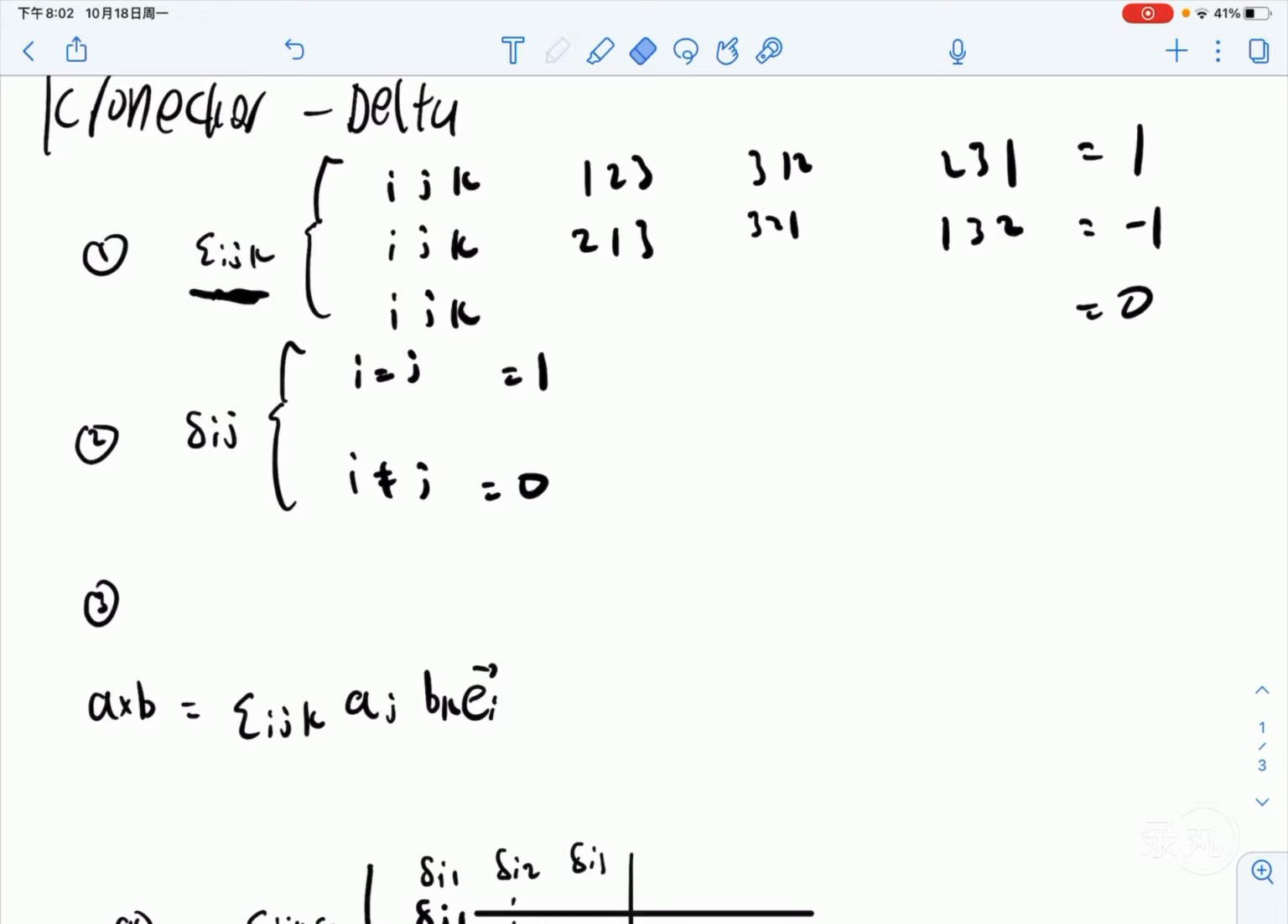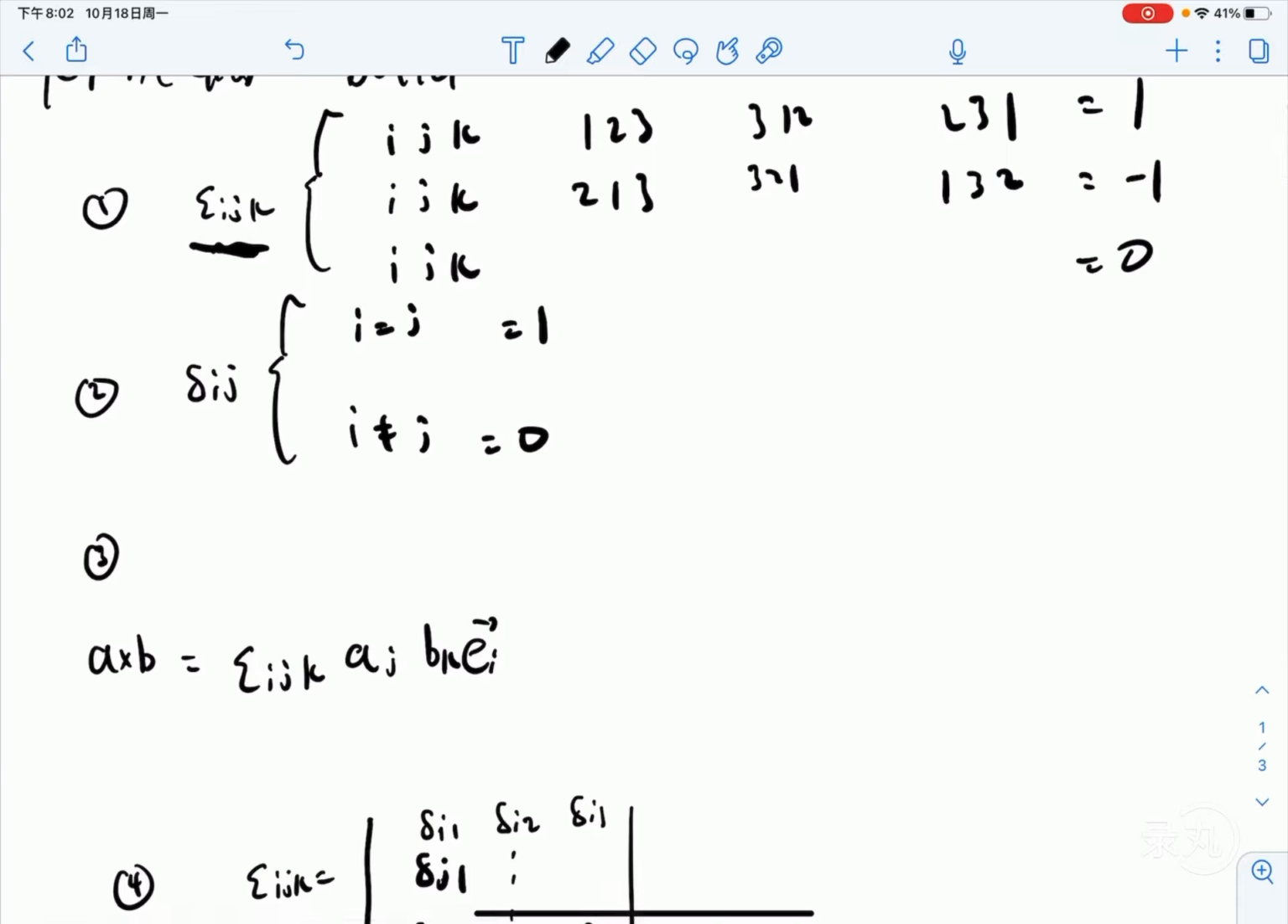And the second one we're going to take a look at is delta ij. When i is equal to j, this is equal to 1. When i is not equal to j, it is going to be equal to 0. So for example, delta 12 is equal to 0 and delta 22 is equal to 1.